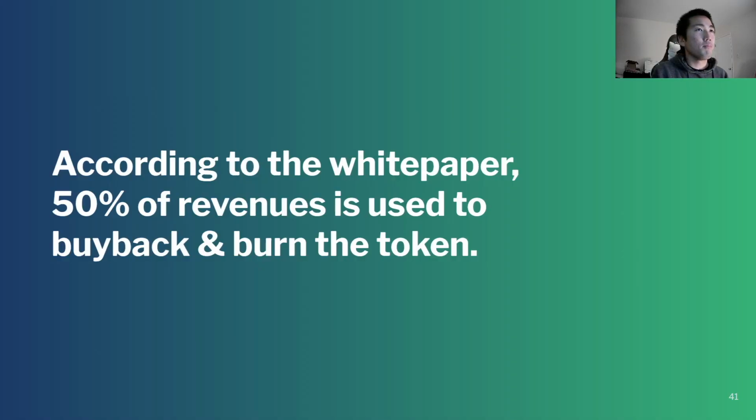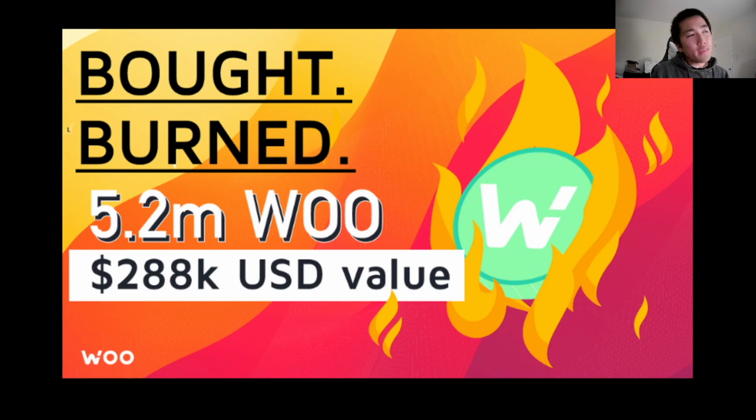And the really, really cool thing about Woo is that, according to the white paper, 50% of revenues, like half of their revenues, is going to be used to buy back and burn the token, right? I think that's insane. So in February, they burned 5.2 million Woo, roughly $300,000. So there's always going to be constant demand for the Woo token, which should put a floor in the price of Woo.